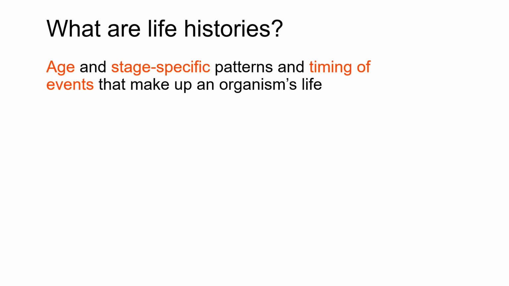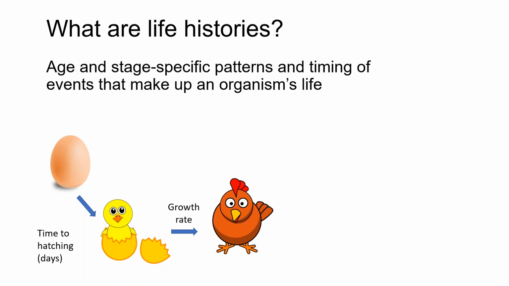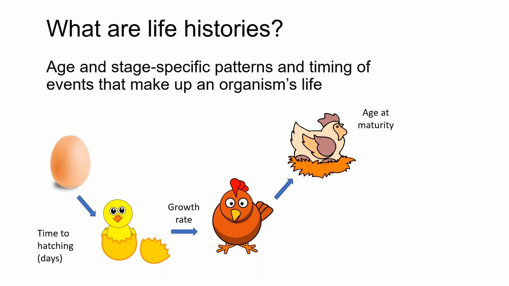With life histories, I mean the age and stage specific patterns and timing of events that make up an organism's life. I find that we can think about it very easily, for example, when looking at the life cycle of a chicken. It starts as an egg, then the time from when the egg is laid to when it hatches is the time of hatching, which you can measure in days. Then you can measure its growth rate, so how much mass it's accruing over a specific period of time. And eventually this chicken will reach maturity, and you can measure the time it took for this individual to become mature. And then this chicken may lay eggs and reproduce, and you can measure its clutch size or its fecundity, so how many eggs it's laying over a certain period of time.